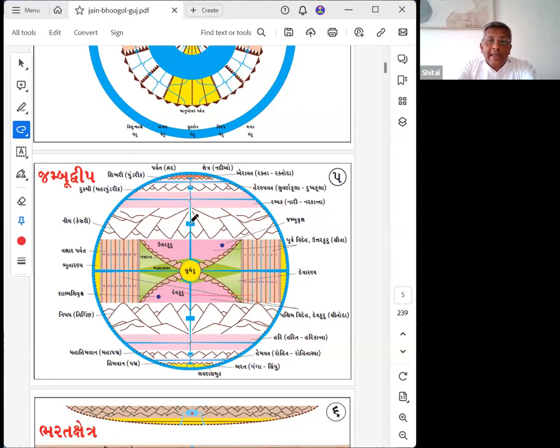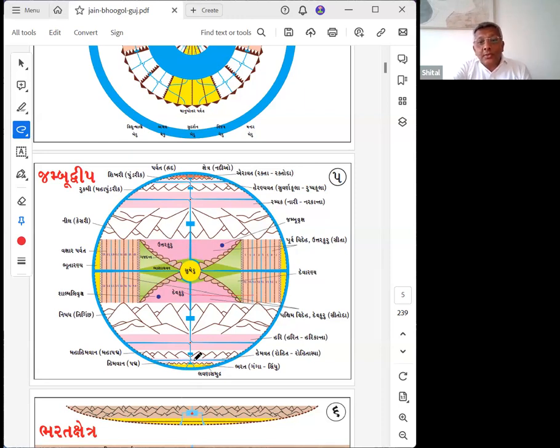So here in Airavat Kshetra and in Bharat Kshetra, we have what is called Kal Parivartan. Kal Parivartan means changing of the times. In Bharat Kshetra and Airavat Kshetra, you have 6 eras: one, two, three, four, five, six. In the first era, this is Utkrush Bhogbhumi, here and here in Airavat Kshetra. It's the same as Uttar Kuru and Dev Kuru.